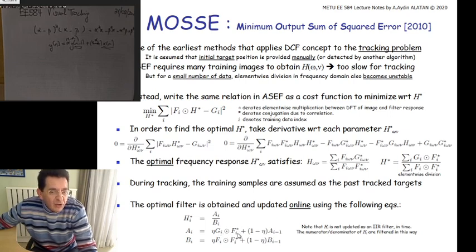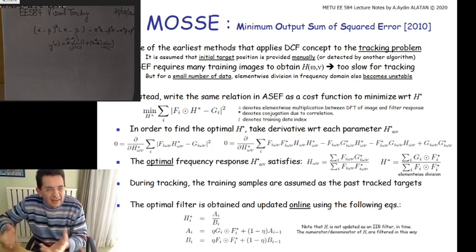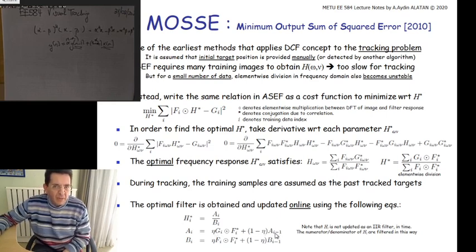a lot. You only do a single DFT multiplication and just add the previous value by a learning factor, which gives an importance: the last data is more important with this much, and the previous data is less important with that much. That was the MOSSE algorithm.